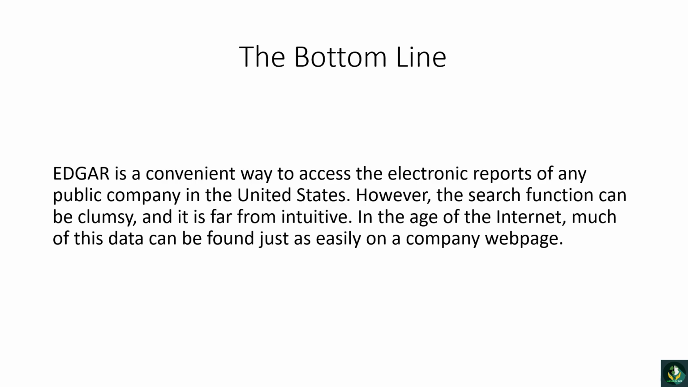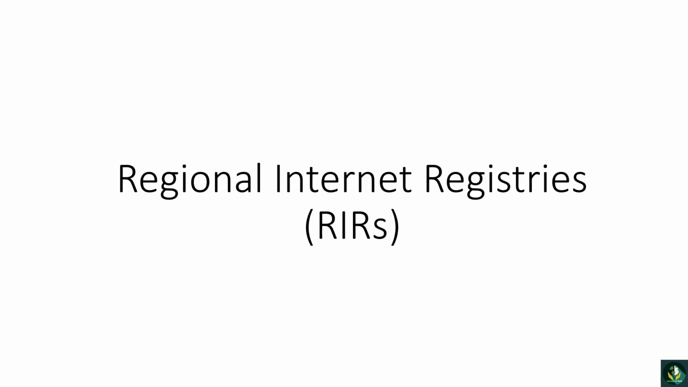Now let's talk about RIRs. So, Regional Internet Registries. There are 5 Regional Internet Registries in the world. RIRs manage, distribute and register Internet number resources, which are IPv4 and IPv6 addresses, within their respective regions.